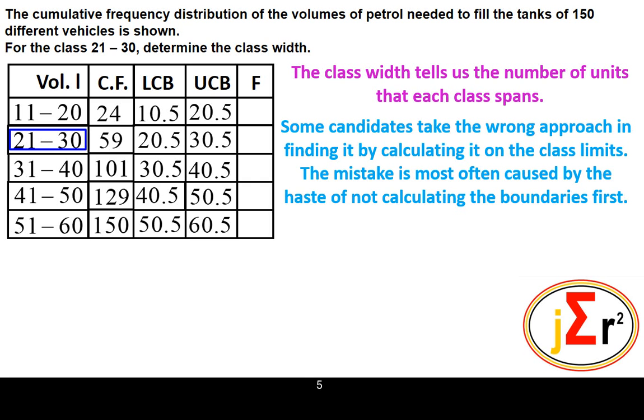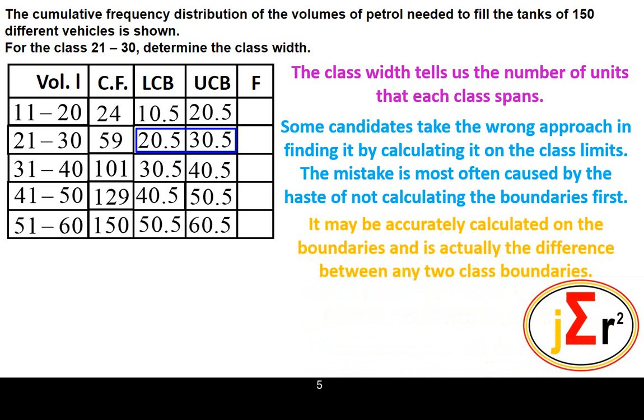Now, what do we do? We have to be aware that in order to find the width of the class, we will have to do that by making use of the boundaries, in which case it is going to be upon us to calculate the boundaries first. The width of the class may be accurately calculated on the boundaries, and it is actually the difference between the two class boundaries. So the width is actually the difference between the two class boundaries and not between the two class limits.